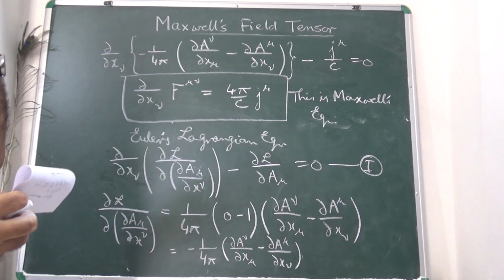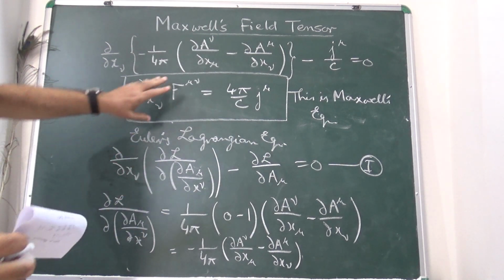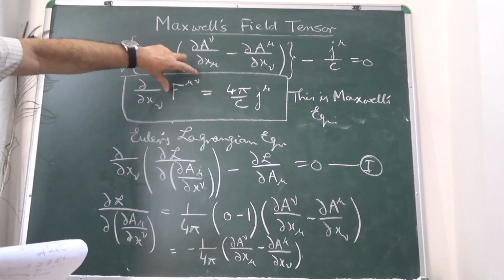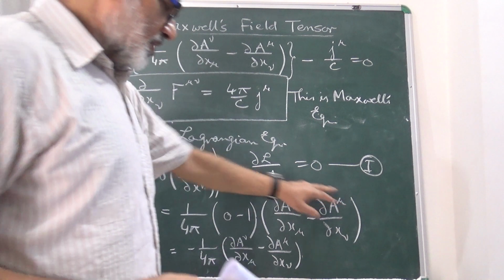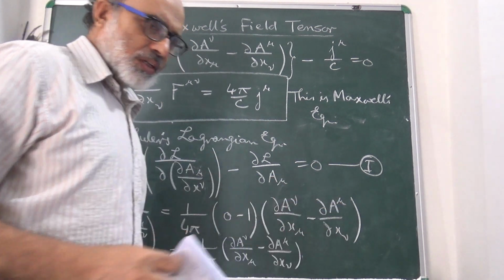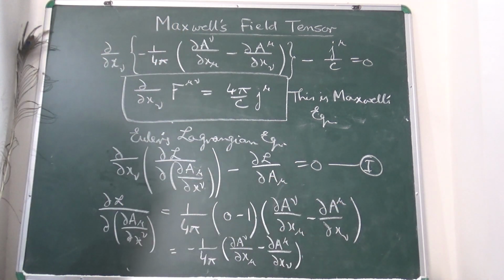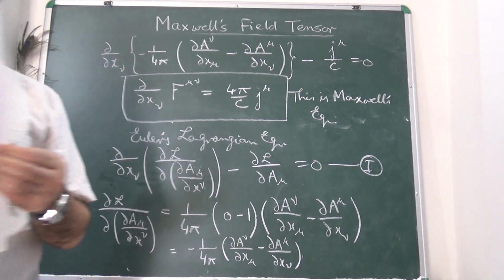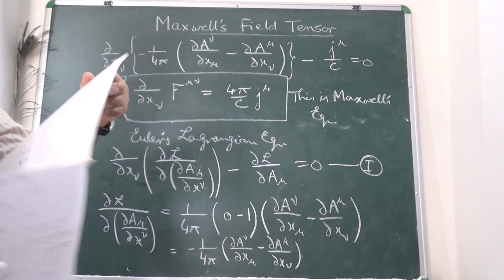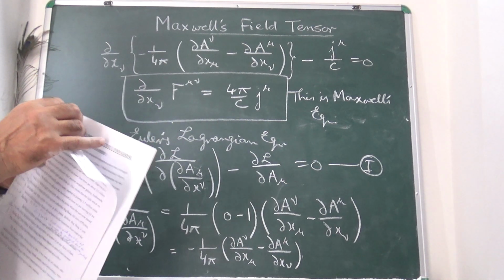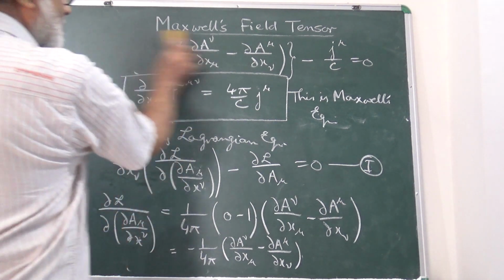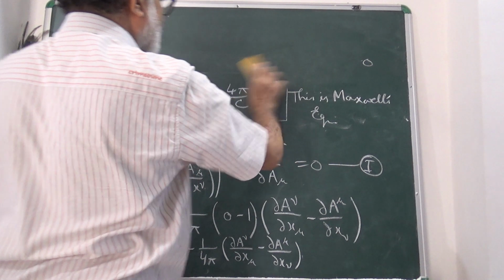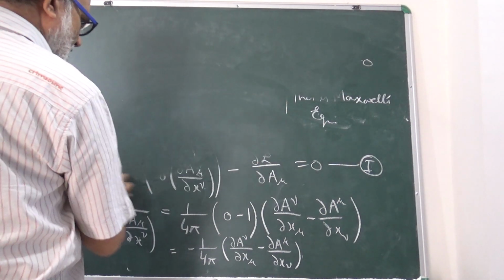We do not require these things. We are interested only in Maxwell's field tensor. What is Maxwell's field tensor? F mu nu, and we will write the same type of equation. I have just completed the whole thing to complete the subject, but we require only that part: what is Maxwell's field tensor, and how it is written.